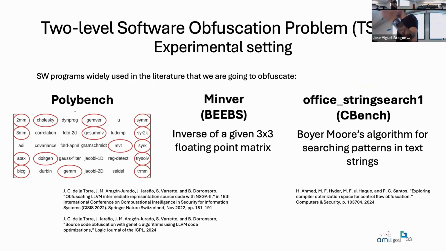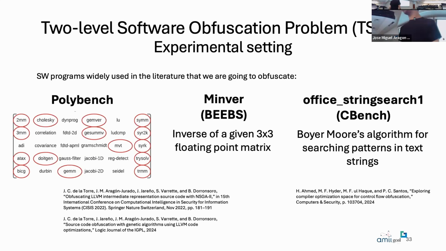So the software programs that we have used to obfuscate, we have employed Polybench and Mindbird. Mindbird is from the BIP's benchmark suite, and Polybench has been used in a lot of different publications in the literature. And we have also obfuscated these two programs in the previous problem that I told you before, that was the software obfuscation problem. So we can compare our results with our previous work.